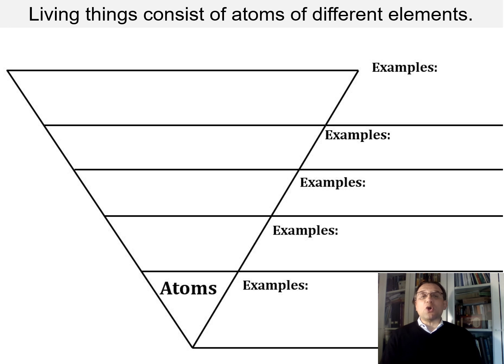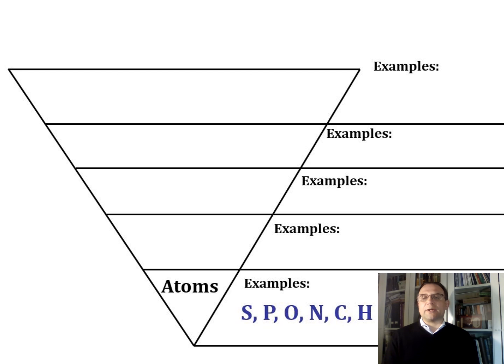As we established earlier, living things consist of atoms of different elements. So let's write down atoms at the base of the triangle. The most complex molecules that make us up contain carbon bonded to other elements. Carbon bonded to oxygen, carbon bonded to hydrogen, carbon bonded to nitrogen. Almost everything in our body and the bodies of other animals and plants is made of carbon.